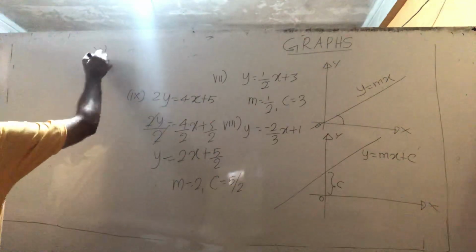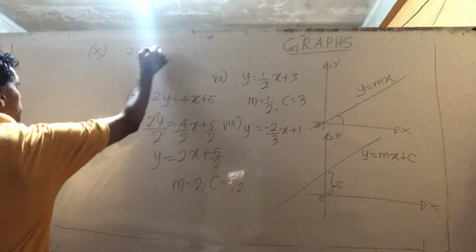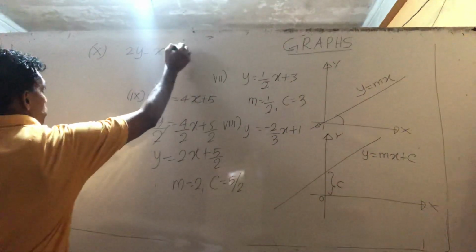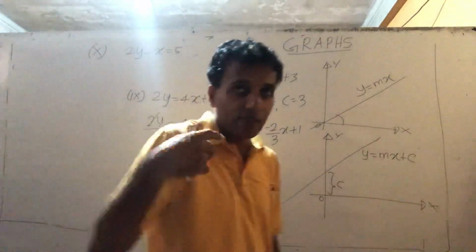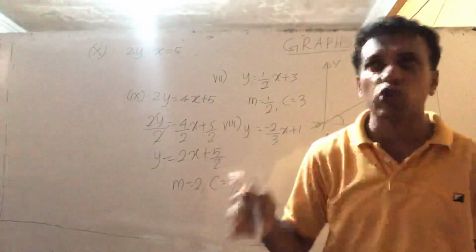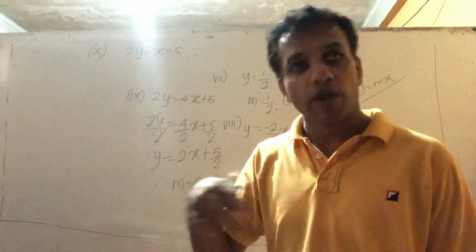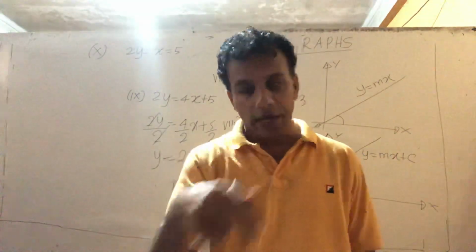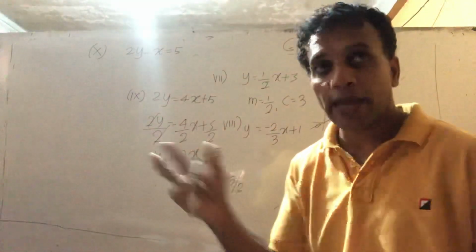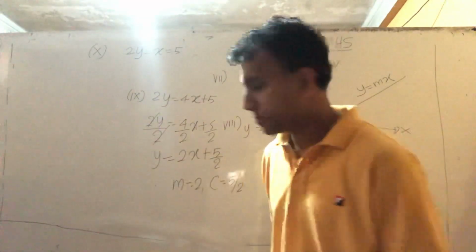Next, 10th problem: 2y minus x equal 5. So pause the video, try your own, try yourself, then only you improve. Don't copy. It never helps, so raise your knowledge. Whether it is correct or incorrect, try your own. Stop, pause the video and try your own. Later check with me how I explain, and check that your answer and mine tally.